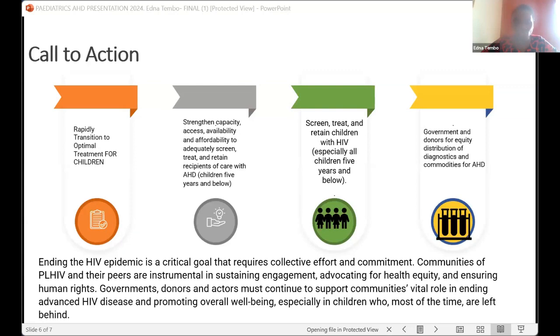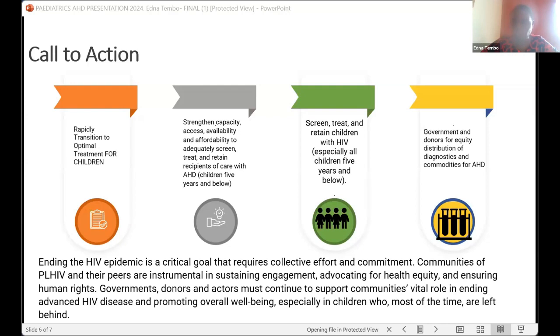And the next call is to strengthen capacity, access, availability, affordability, and also to make sure that screening and treatment are adequately spread into all the facilities so that children are given better treatment and are managed early before the AHD becomes worse. And we are also asking our government and donor community to have equity in distribution of diagnostics and commodities for AHD.